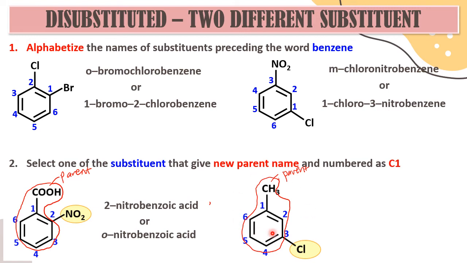So you can name this structure as 3-chlorotoluene if we were to use a number. 3-chlorotoluene, toluene because we have a benzene ring bonded to a methyl group, or meta-chlorotoluene to show the position is 1 and 3. 1 is for the methyl group, 3 is for the chlorine over here.